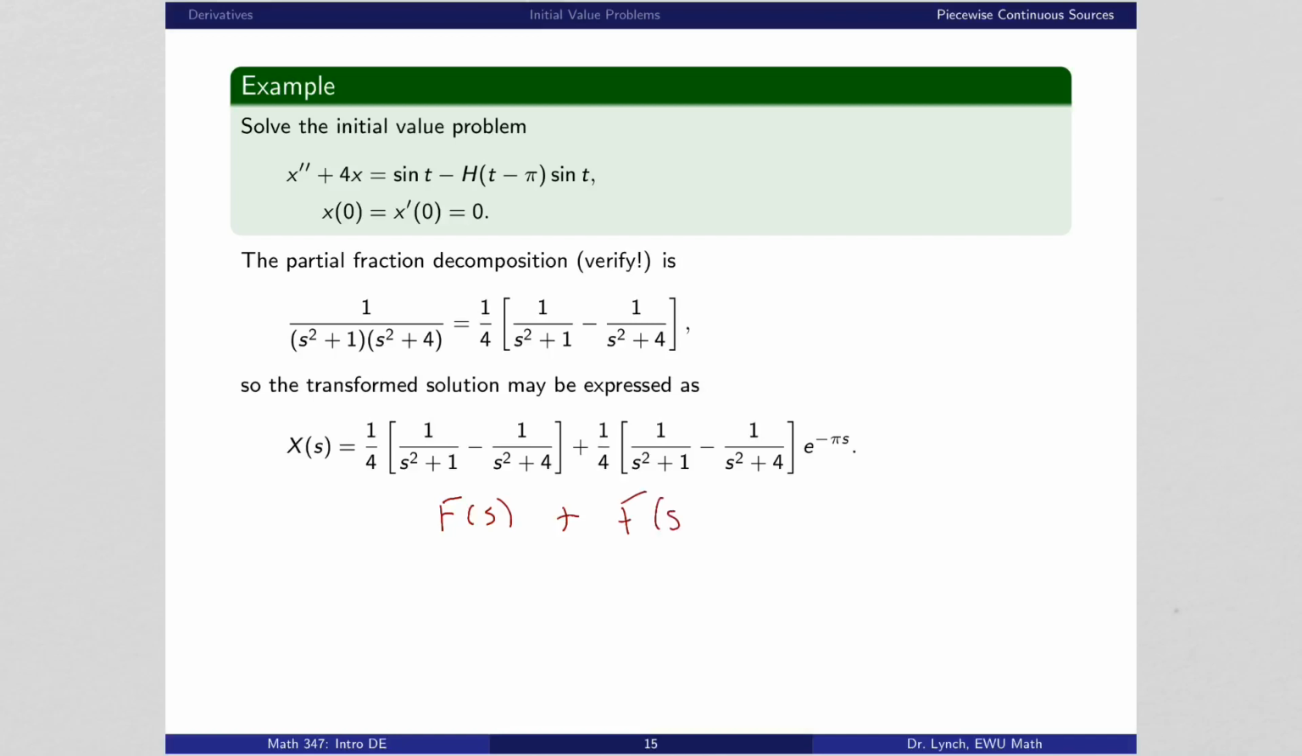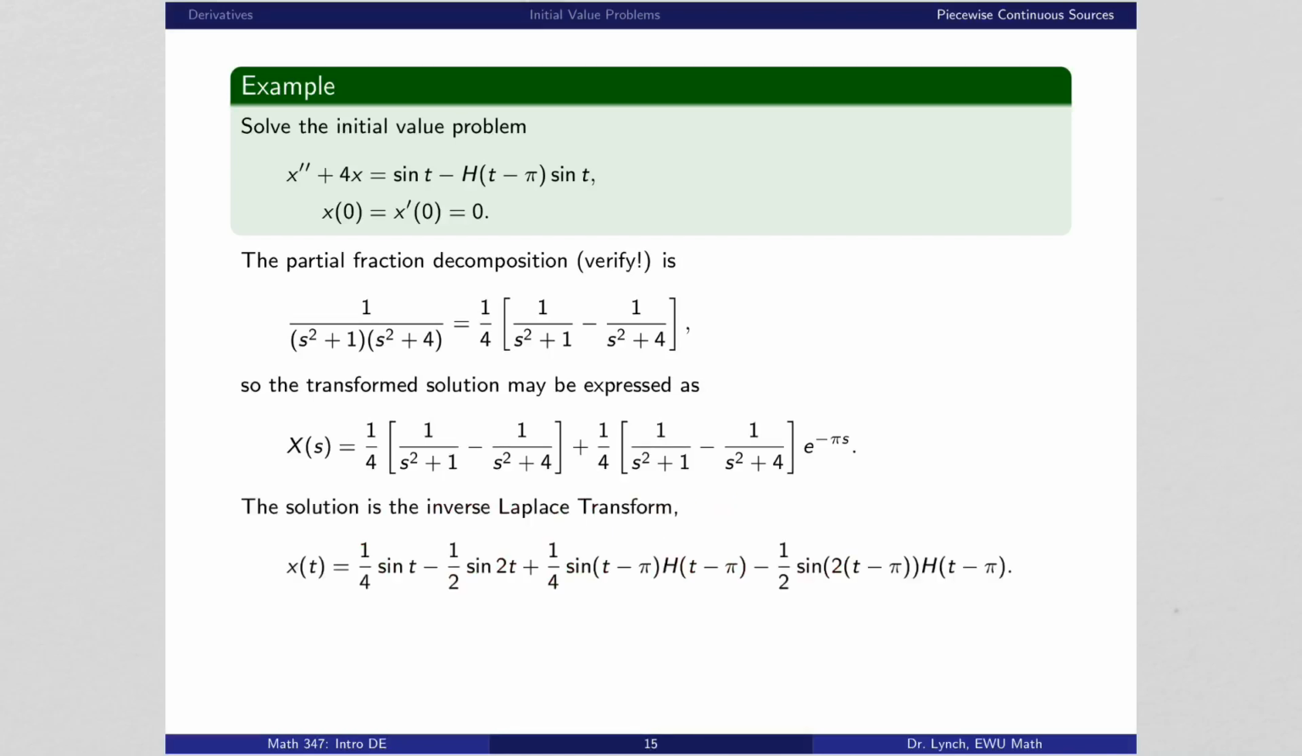Again, it turns out that this is the same F of s times e to the minus pi s. So this is where that switching property will come into play. Okay, so the inverse transform therefore gives us the following, and those two terms again come from 1 over s squared plus 1, which gives us things that look like sine or a switched on sine, and 1 over s squared plus 4, which gives us a sine of 2t and a switched on sine of 2t.